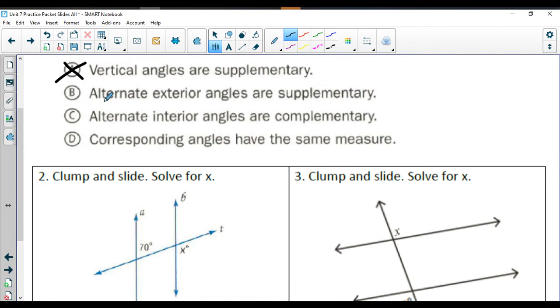Alternate exteriors are supplementary. If I'm looking, that would be down here, and they're actually going to be equal to each other because when I slide, they're going to be across. Alternate interiors are complementary. Complementary means they add up to 90, so that would be a really special situation. And the last one, corresponding, have the same measure. Corresponding are in the same spot, so they are going to be the same.